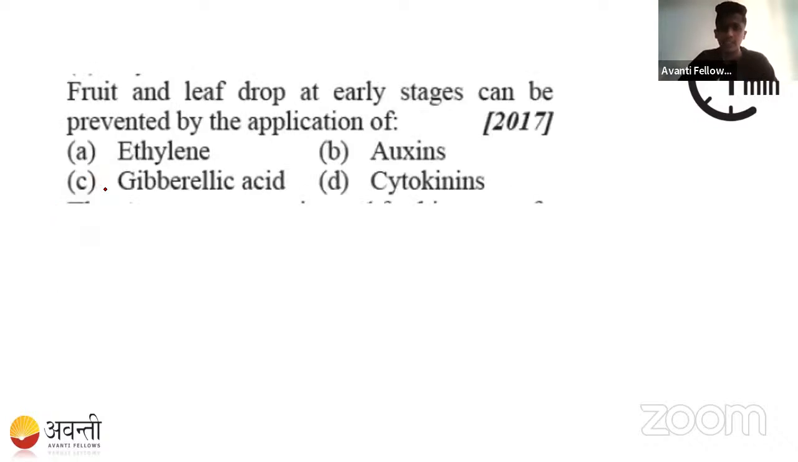Now, the next question: leaf drop at early stages can be prevented by the application of which of these: ethylene, auxins, gibberellic acid, and cytokinins. So I will relaunch the poll again. Okay, so you can answer.